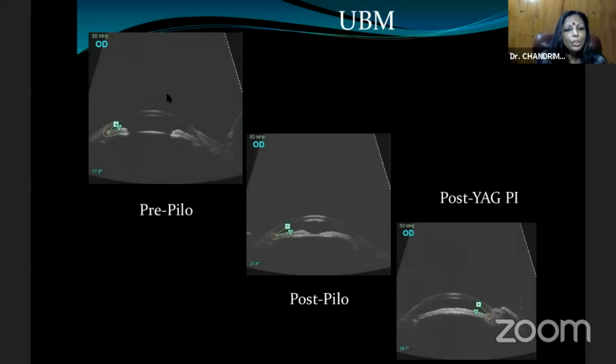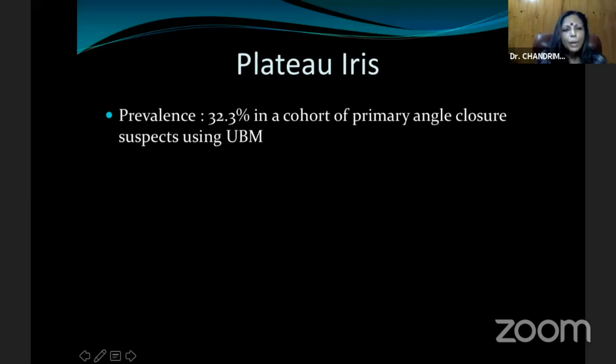So that's the UBM picture. This is a UBM picture of the closed angle. That's pre-pilocarpine, and that's post-pilocarpine. And this is post-YAG PI. So, coming to plateau iris, which is very significant in this talk.